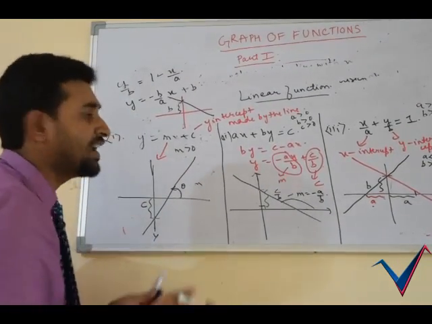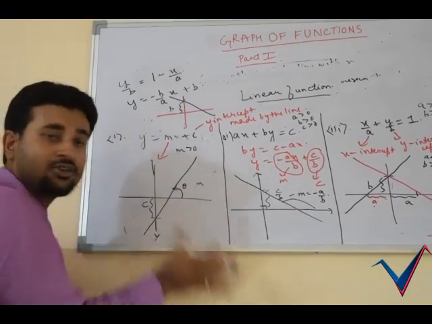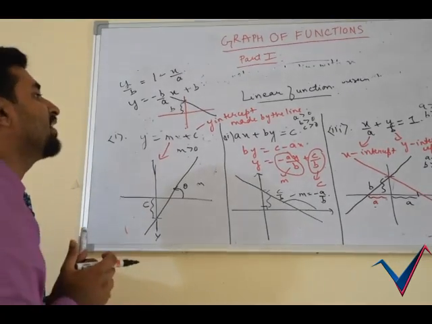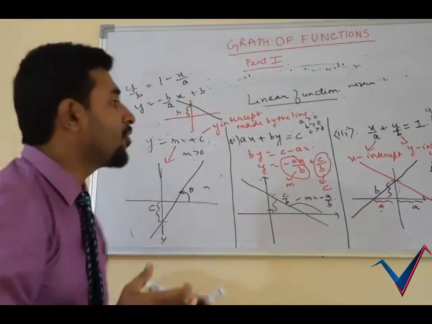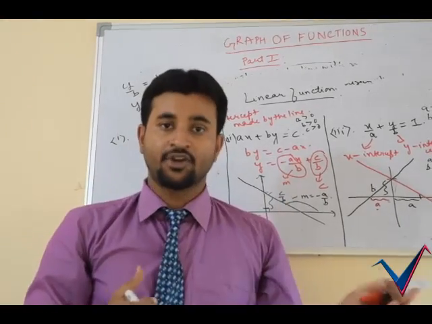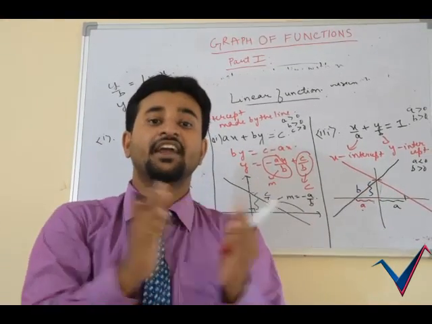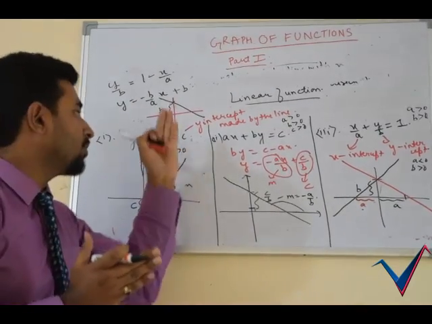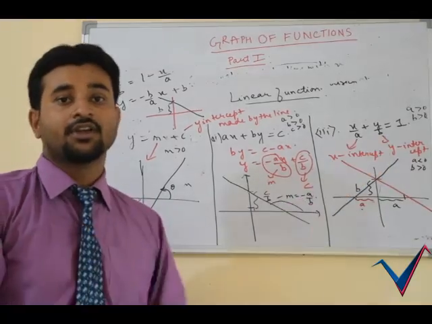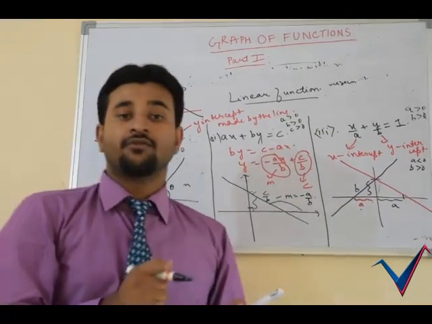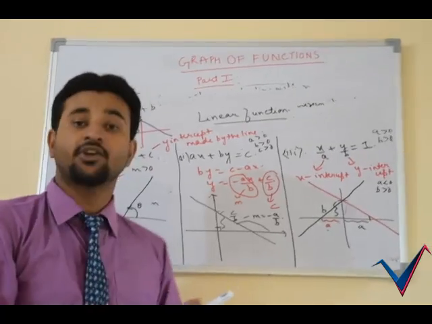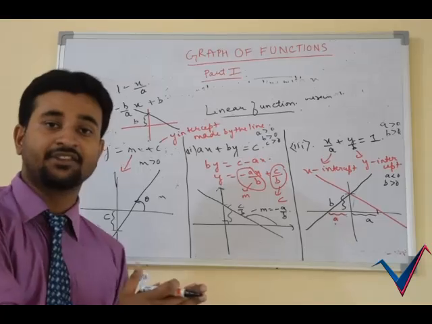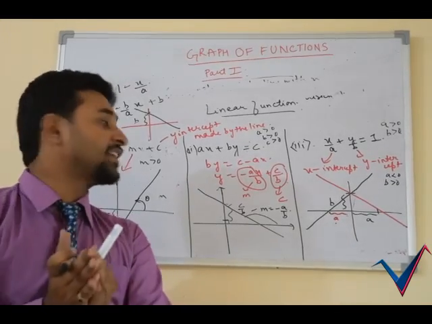You can plot it by either method. The basic conclusion we can derive is that any form of the line can be converted to any different form, so all three forms are interconvertible. Whether you want to plot a line through this form or this form, you can do it by any method, whichever is suitable for you, according to your convenience. In the next class we will consider some examples and see how to draw the graph of those lines.